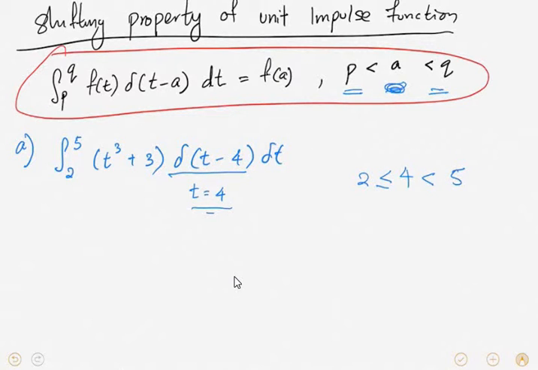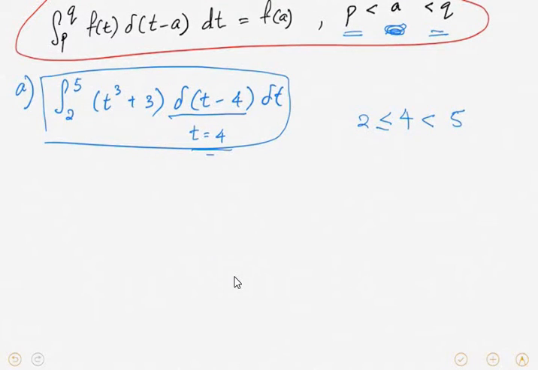This means that there is some value for this integration. So we can find some value. So what is the value? How do we find it? Now you know that f(t) is t to the power of 3 plus 3.